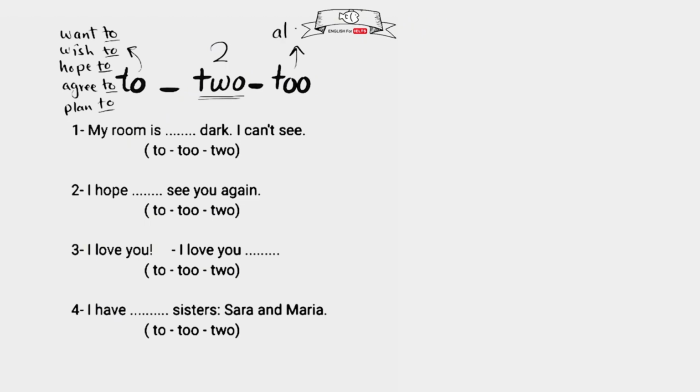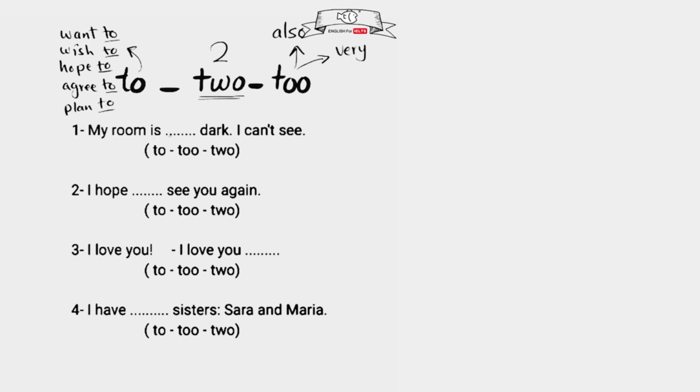And this double O too, it has 2 meanings. The first one is also, like when you say me too, it means also me. And the second meaning is over or extra. And in this case, you need to try the word very. If you can use the word very, so the correct answer is too, double O. Like in the first example here.